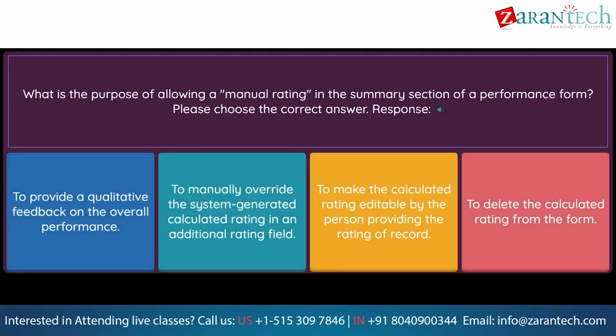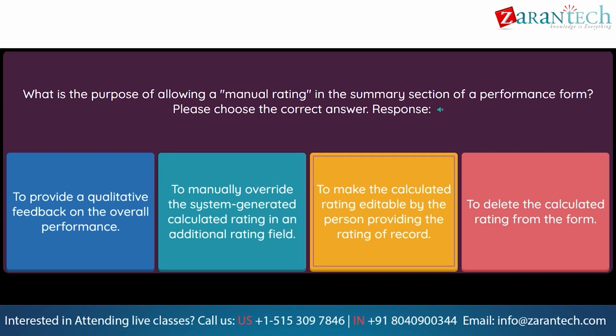Question: what is the purpose of allowing a manual rating in the summary section of a performance form? Please choose the correct answer. Response: Option 1, to provide a qualitative feedback on the overall performance. Option 2, to manually override the system-generated calculated rating in an additional rating field. Option 3, to make the calculated rating editable by the person providing the rating of record. Option 4, to delete the calculated rating from the form.